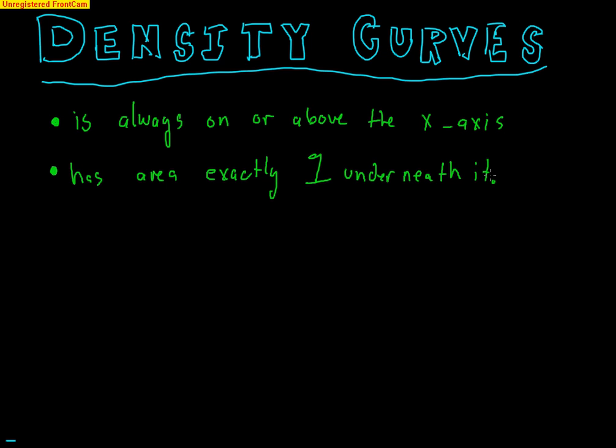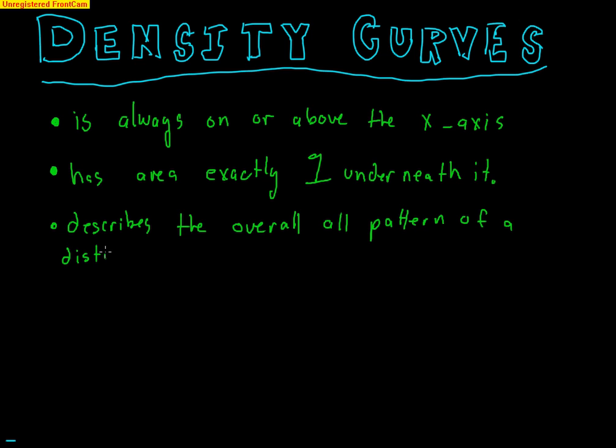So a density curve describes the overall pattern of a distribution. I'm going to write that down as well. Describes the overall pattern of a distribution. And again, I said it's not always going to be perfect, but the idea is that if your pattern is pretty regular, it's going to be pretty good at predicting that data.